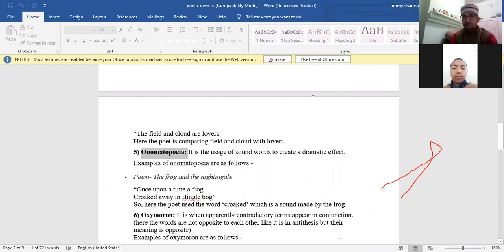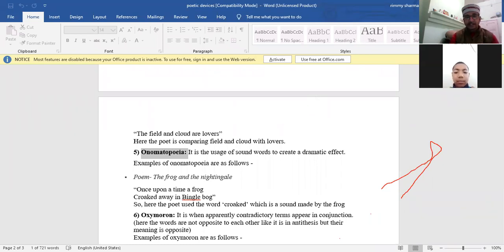Onomatopoeia. Note it down. It's very important. Onomatopoeia is when the explanation or creation of a sound similar to the actual sound is described. Point: the hissing sound of the snake, that is onomatopoeia. Fine. It roared and growled, this is again onomatopoeia.